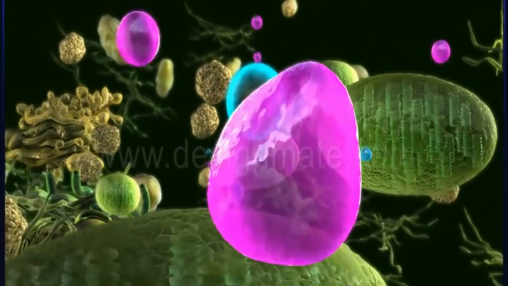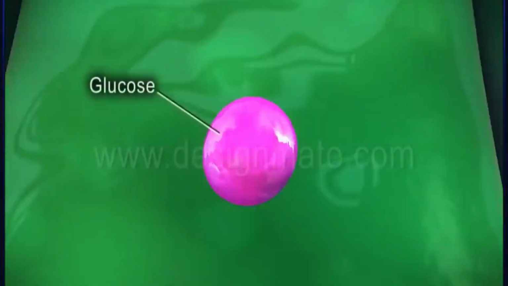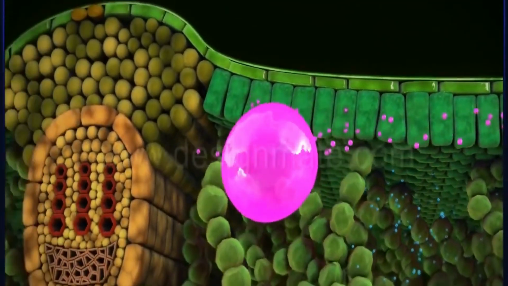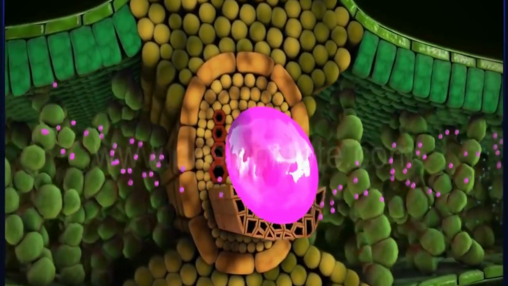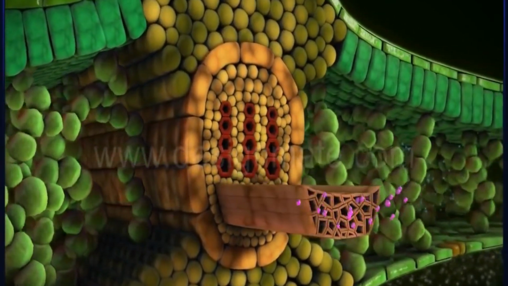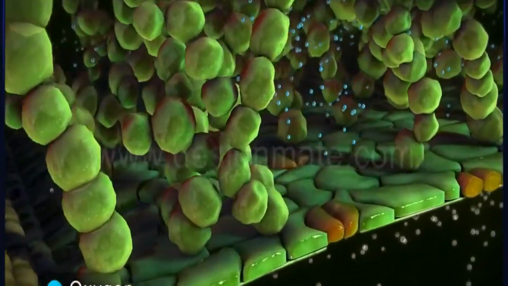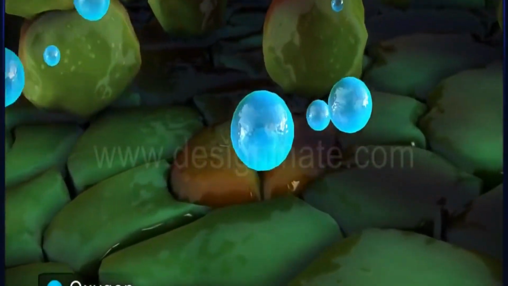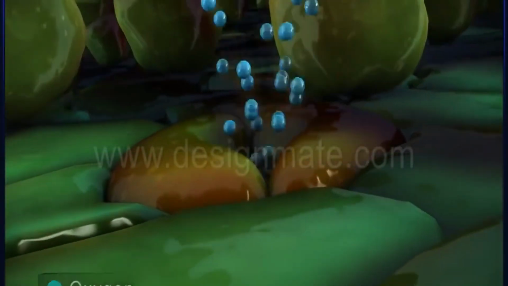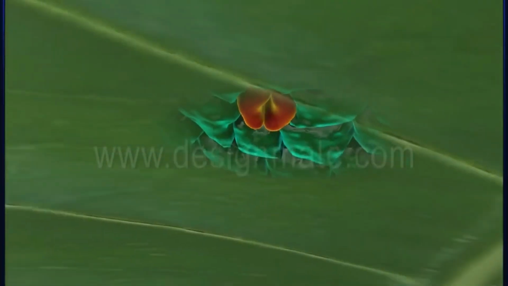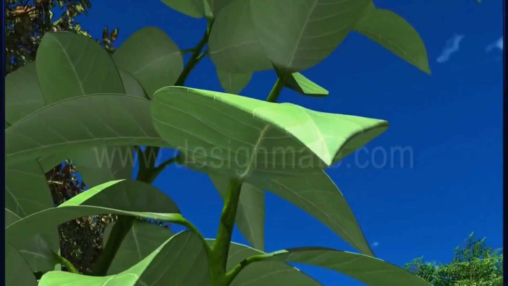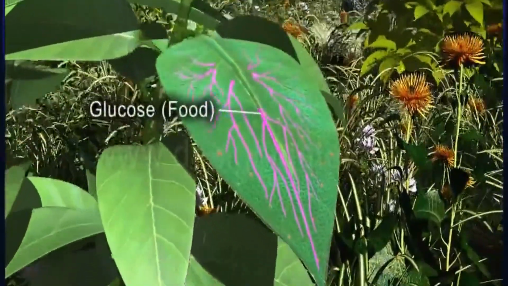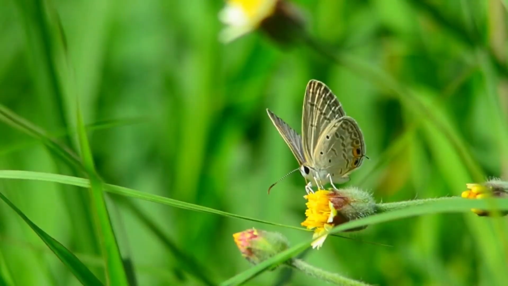The glucose is transported through other specialized tubes called xylem to all parts of the plant, aiding in their growth. The oxygen present in the spaces diffuses out through the stomata. So during photosynthesis, oxygen is given out as the life-sustaining gaseous component of the atmosphere, while glucose, the food, is transported to all parts of the plant and is used for growth.